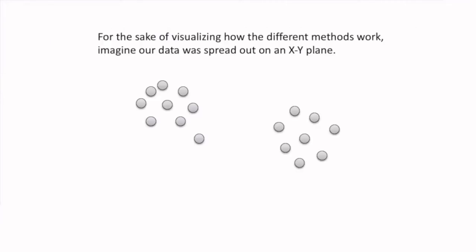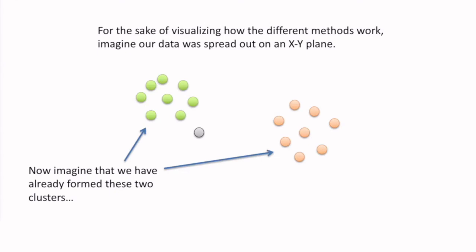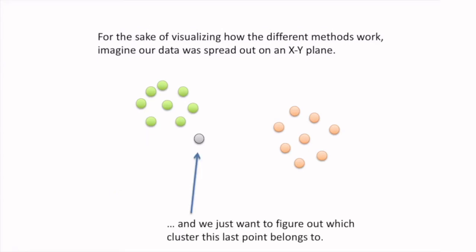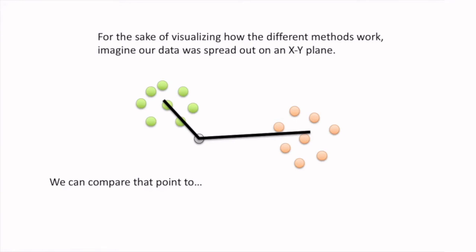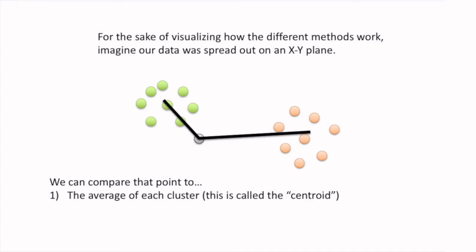For the sake of visualizing how the different methods work, imagine our data was spread out on an x and y plane. Now imagine that we have already formed these two clusters, and we just want to figure out which cluster this last point belongs to. We can compare that point to the average of each cluster. This is called the centroid. The closest point in each cluster is called the single linkage.